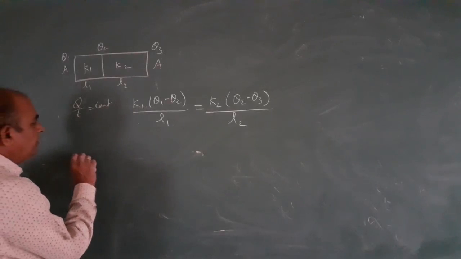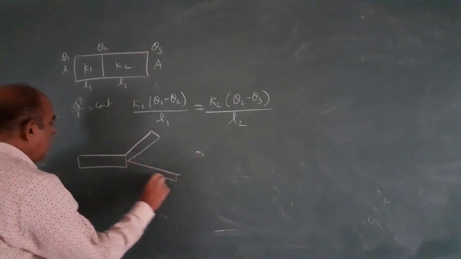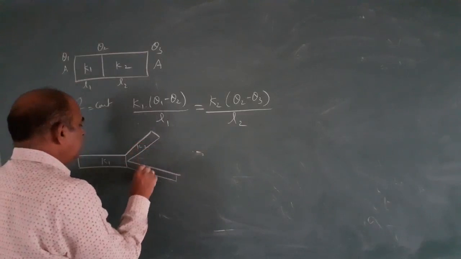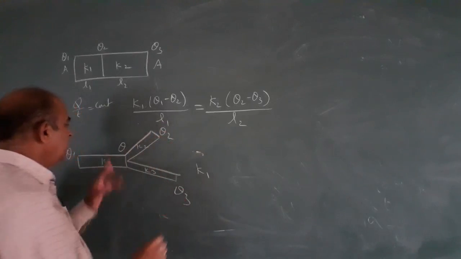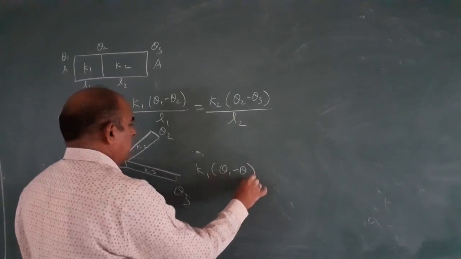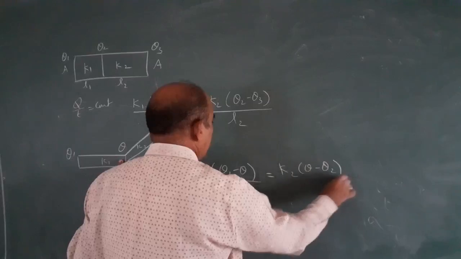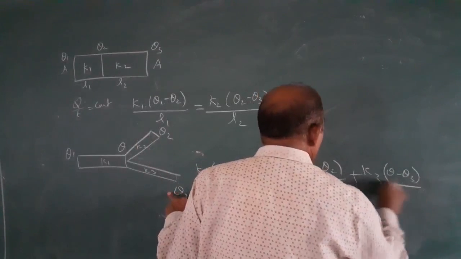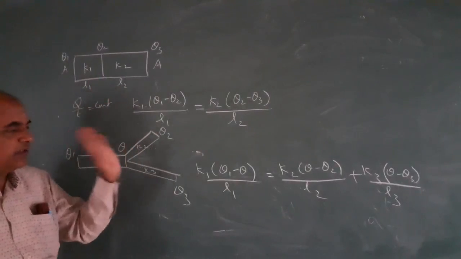And suppose 3 rods are given like this, but the area should be same. In that case also you can use this formula. This is K1, this is K2, this is K3. Then the temperatures are theta 1, theta 2, theta 3. Junction temperature theta. Then K1 A (theta 1 minus theta) by L1 is equal to K2 A (theta minus theta 2) by L2 plus K3 A (theta minus theta 3) by L3. Like that you can write. In the steady state, use this formula and this formula.